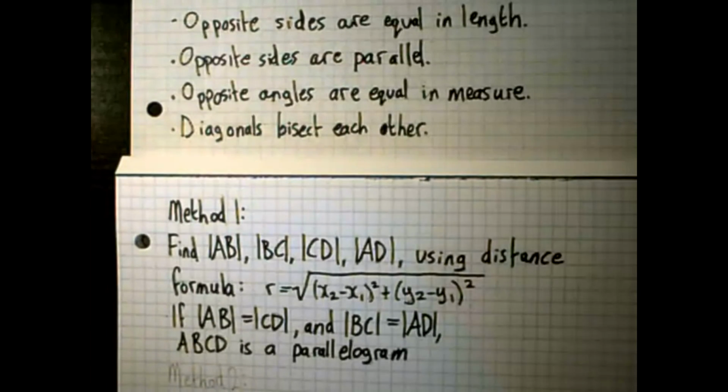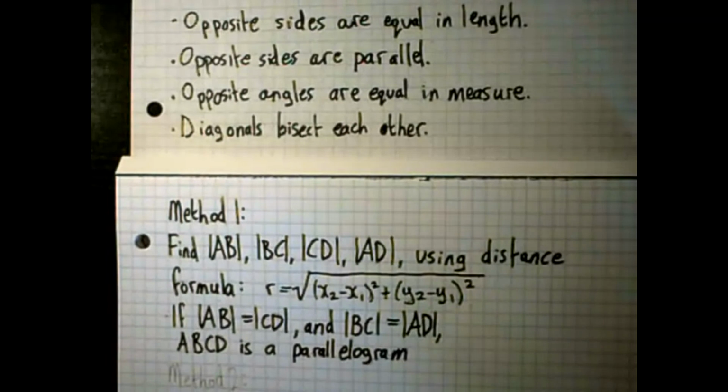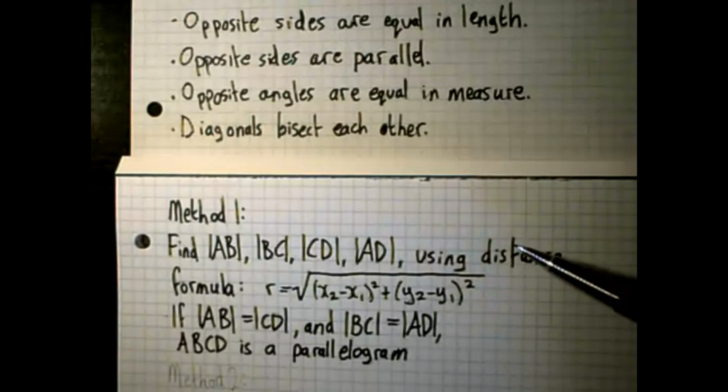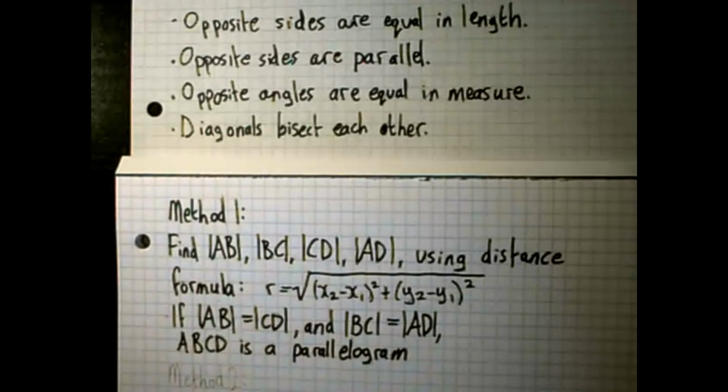If you wanted to use this property that opposite sides are parallel, well, to prove that two sides are parallel, you have to find what their slopes are. So using the coordinate geometry techniques, again, you just use the slope formula. You can figure it out that way. If you want to use that the opposite angles are equal in measure, again, you can use things like cosine rules and sine rules, but in that case you're going to need to know the lengths of the sides anyway, and by that stage you might as well have just used method 1. So I'm going to use this fourth property here, that the diagonals bisect each other.